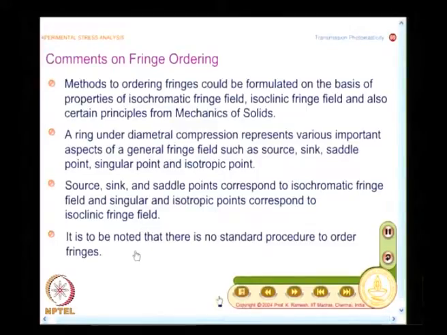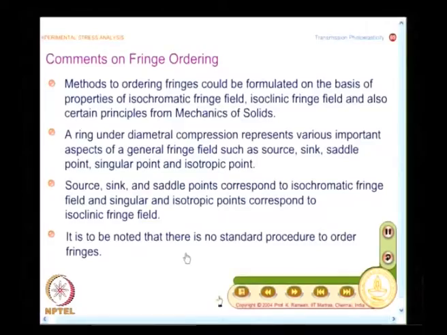And it is to be noted that there is no standard procedure to order the fringes. These are only guidelines, and it is better that you look at the problem, approach in one fashion and order the fringes, verify this by another approach. So, I am really giving you more than one method to arrive at the fringe order.